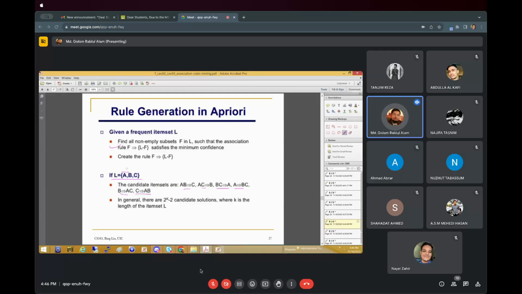So the calculation is, if we have k items, then the possible rules could be 2 to the power k minus 2. So it will be 2 to the power 3 minus 2, that means 8 minus 2 is 6. In this case, from the 3 items, we can generate a maximum of 6 rules, and you have to test all of them.